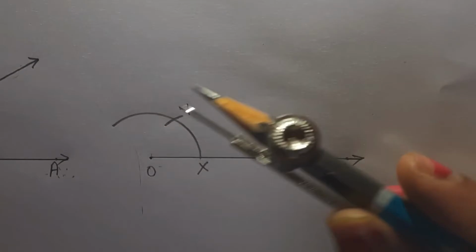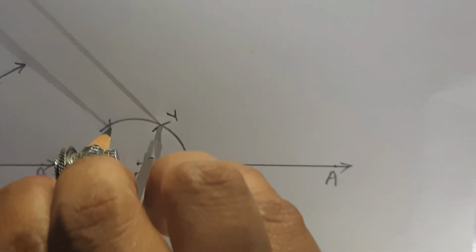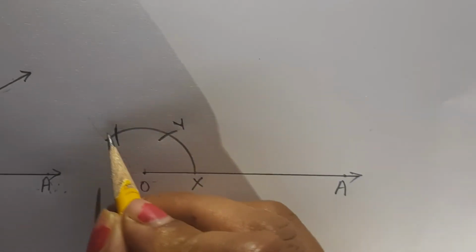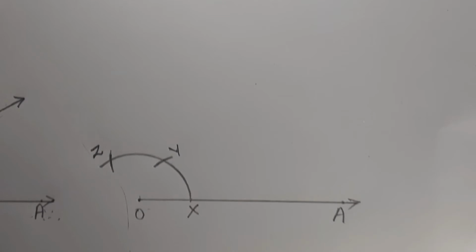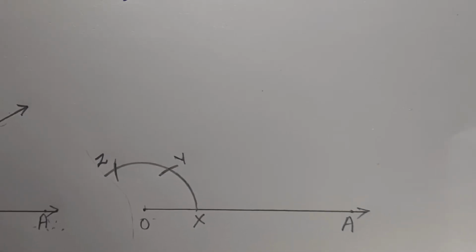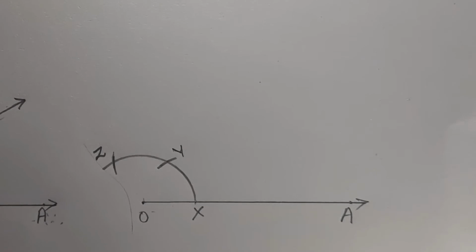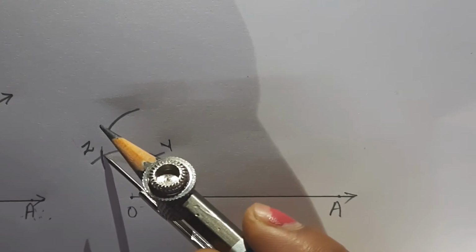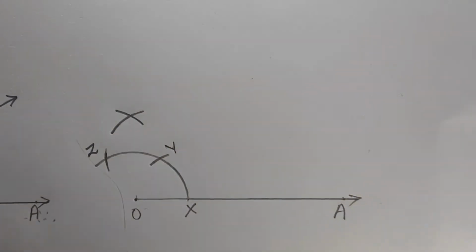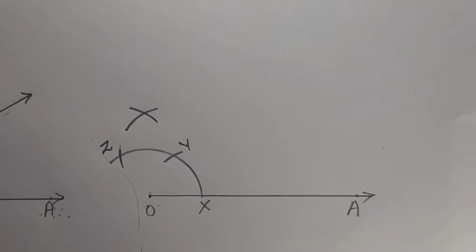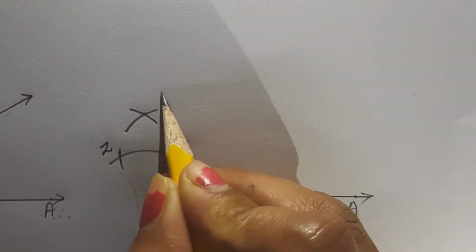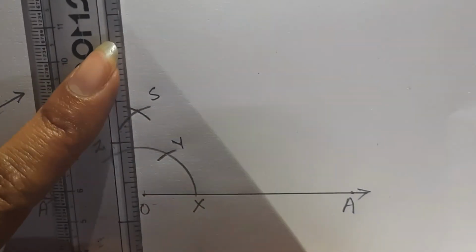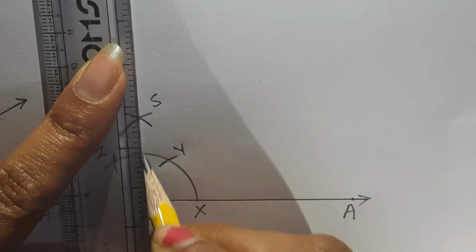Now with Y as center and same radius, draw another arc which cut the previous arc at point say Z. Okay, now what we have to do, taking Y and Z as center and same radius, draw two arcs. Fine, first take Y as center, then Z as center, and draw two arcs, and name this intersecting point as S. Now join OS. Now what will we do? We will join OS.